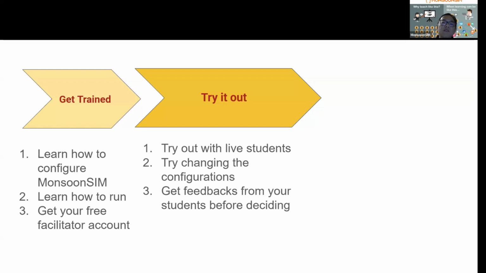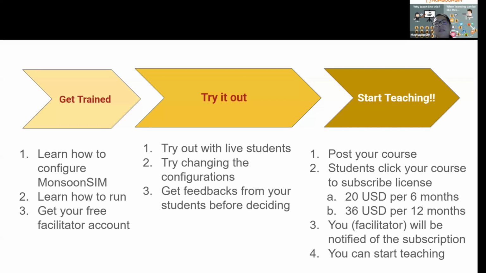Now, if that is all good, starting is very easy. You post your course. You can post it to us; we can help you post your course. Then the student will click your course and subscribe. It's $20 for a 6-month subscription, $36 for a 12-month subscription. There's no charge for the teacher. We only charge for the student. You will be notified when they subscribe and you can start teaching them.